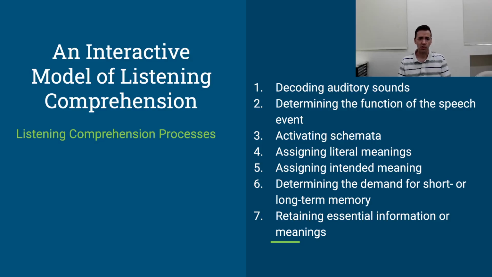All right, so here's an interactive model of listening comprehension. And what we're talking about here is the actual listening comprehension process. These are the things that are happening when you listen, when your students listen. So you're decoding auditory sounds. You're determining the function of the speech event, especially if it's not a video and you're just listening to audio. You're activating your schemata, which is your background knowledge. You're assigning literal meanings to what you hear, and you're also assigning intended meanings.